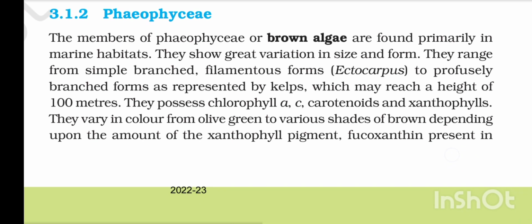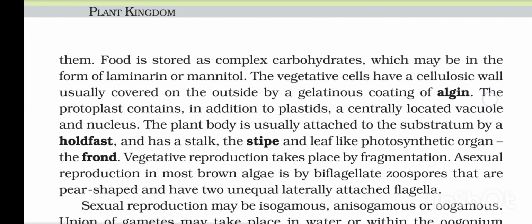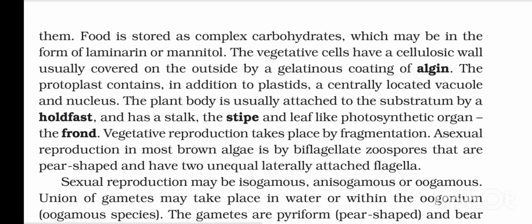3.1.2 Phaeophyceae. The members of Phaeophyceae, or brown algae, are found primarily in marine habitats. They show great variation in size and form. They range from simple branched filamentous forms like Ectocarpus to profusely branched forms represented by kelps, which may reach a height of 100 meters. They possess chlorophyll a, c, carotenoids, and xanthophylls. They vary in color from olive green to various shades of brown depending upon the amount of the xanthophyll pigment fucoxanthin present in them. Food is stored as complex carbohydrates, which may be in the form of laminarin or mannitol.